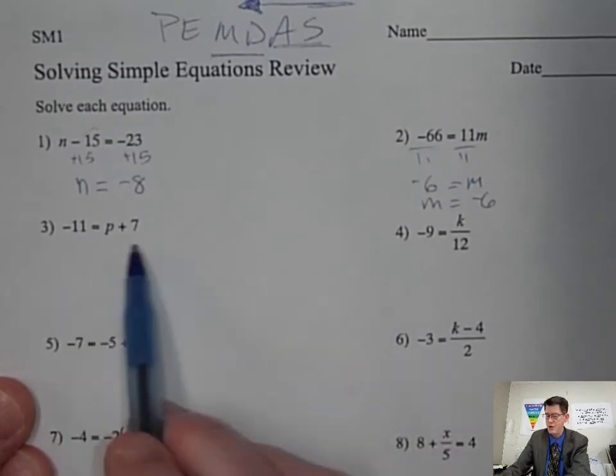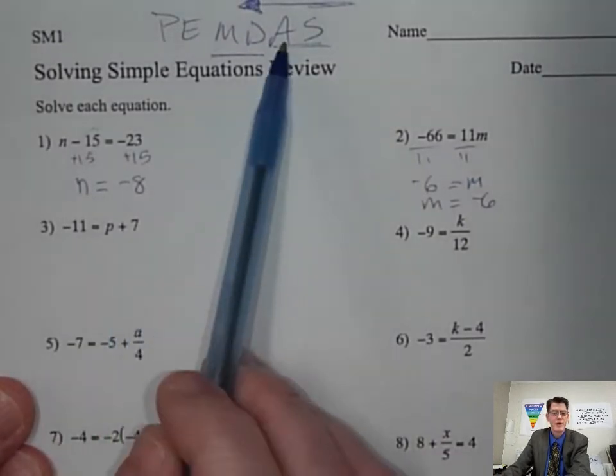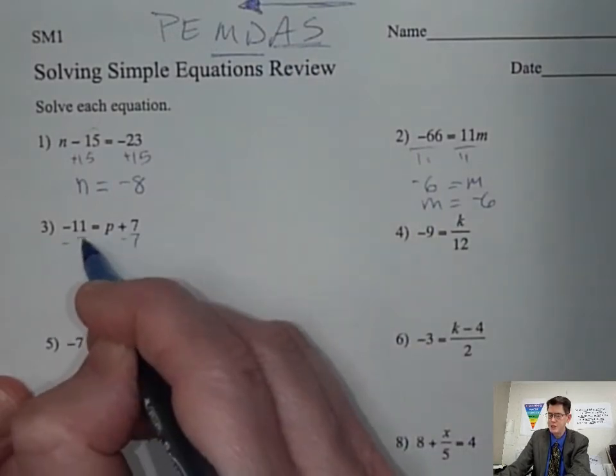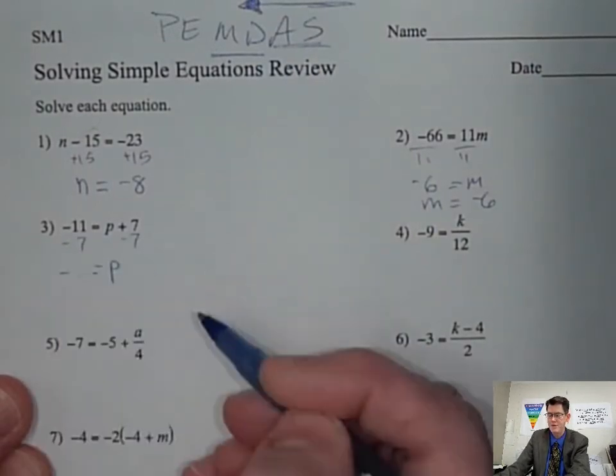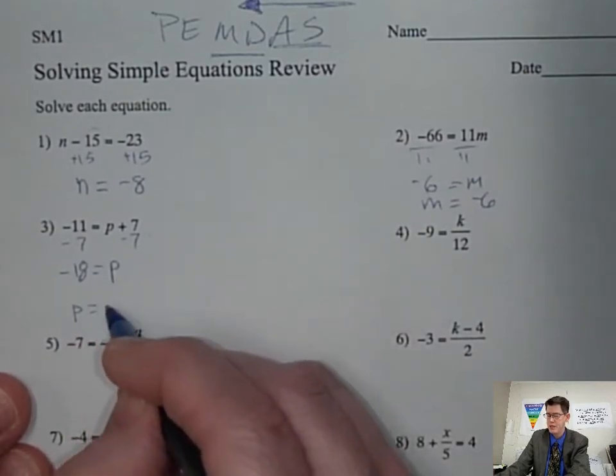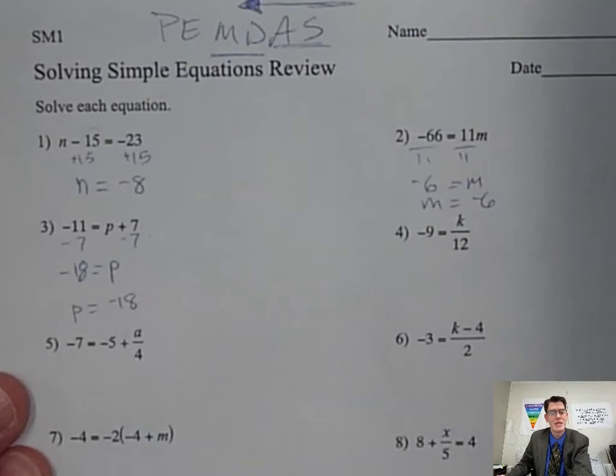To get p alone over here, this plus 7, we have to undo this addition, so we use subtraction. Subtract 7 off of both sides. Use a calculator if you'd like. Get negative 18. So p, to isolate the variable, p is negative 18.